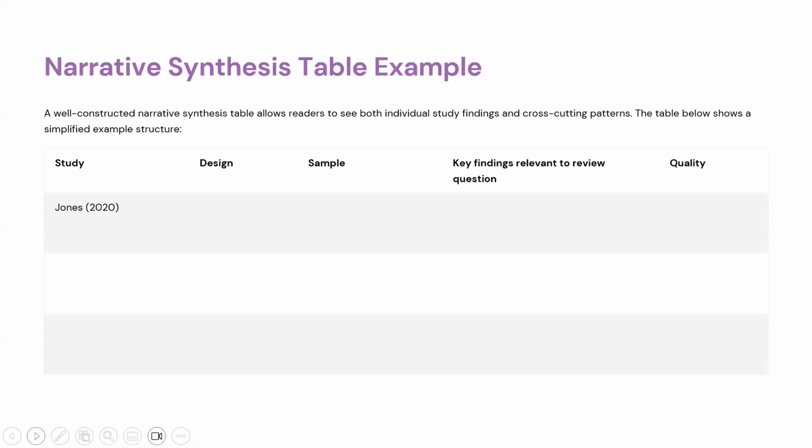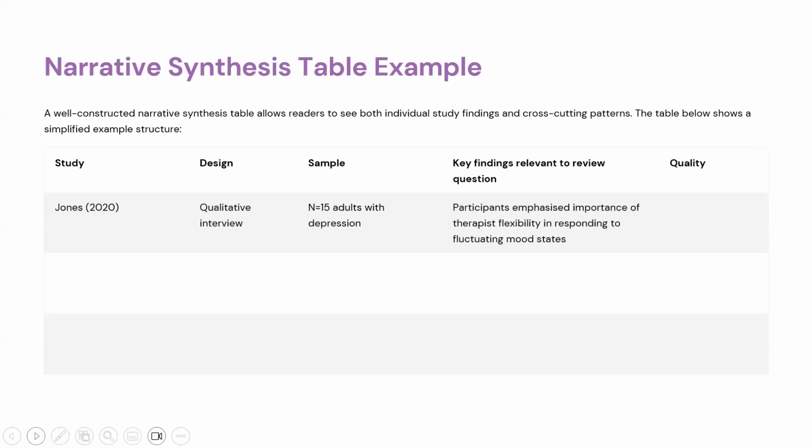So here we have a paper by Jones from 2020. It was a qualitative interview. The N, or the sample size, was 15 adults with depression. The key findings were basically that participants emphasized importance of therapist flexibility in responding to fluctuating mood states. And then what is the quality of that? We can say in this particular case that it's high.